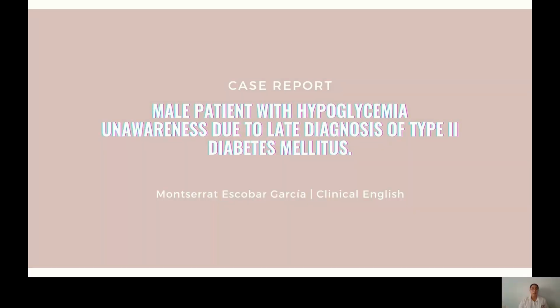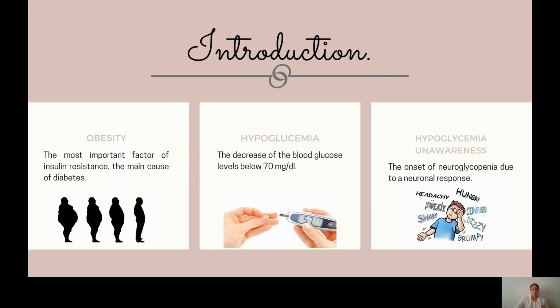Case report of a male patient with hypoglycemia unawareness due to late diagnosis of type 2 diabetes mellitus. Introduction. Obesity. Obesity is the most important factor of insulin resistance and therefore the main cause of diabetes.